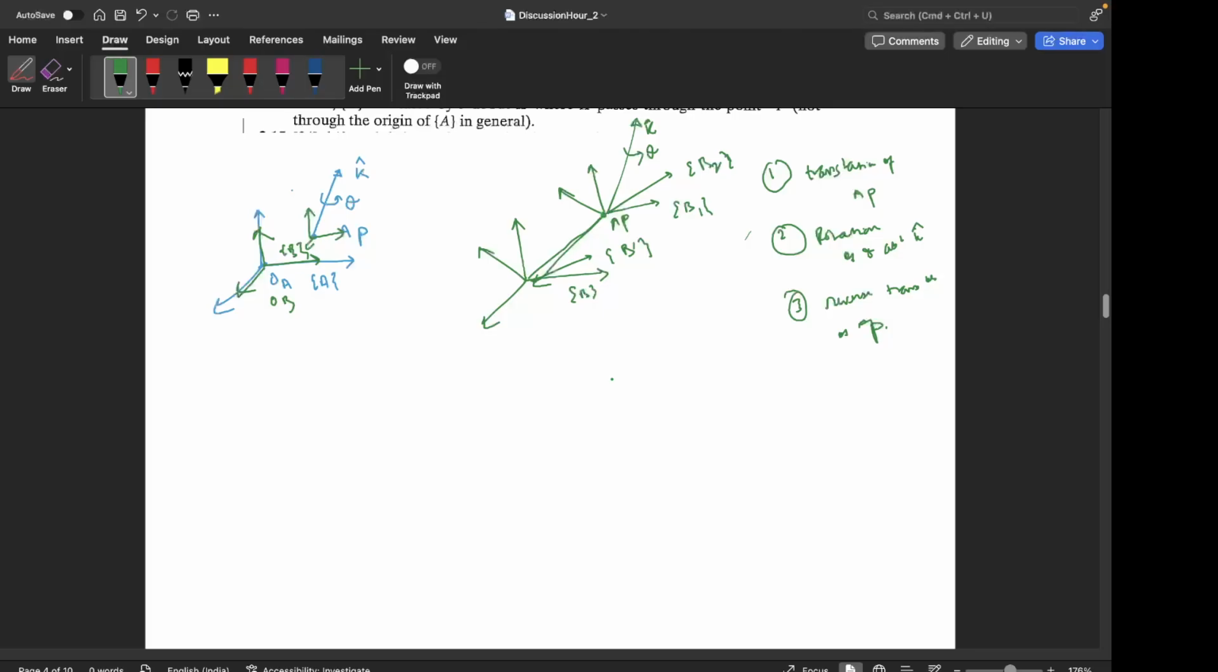Okay, so in this case, what we have to do is first translate, then rotate about the k-axis, and then reverse the translation, because finally we want the frame of B to be coincident with frame of A. Okay, so now how do we write these transformations mathematically?